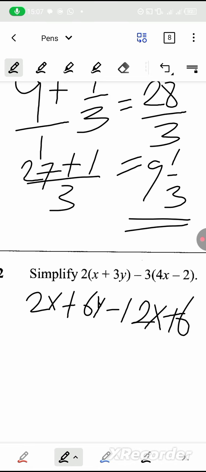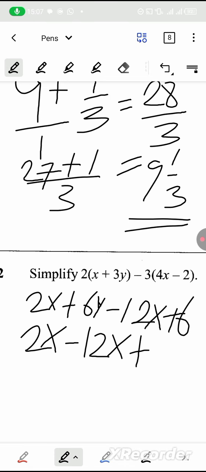So when you look at the first one, we have 2x plus 6y minus 12x plus 6. So this one now can be written as 2x. We are going to collect the like terms. Then minus 12x. Then plus we have 6y here. We have 6y. Then plus 6. Okay, so this can be simplified further, and the answer will be 2x minus 12x.